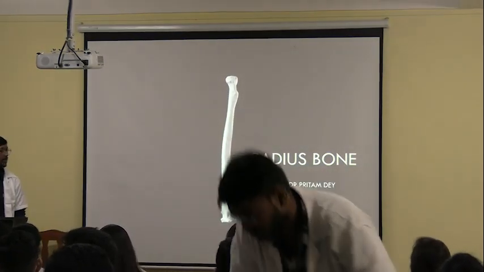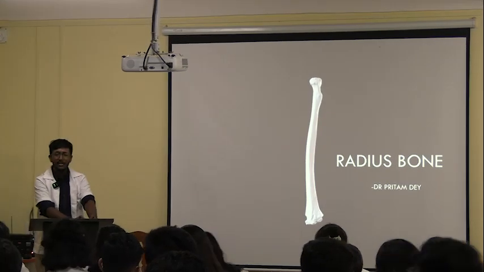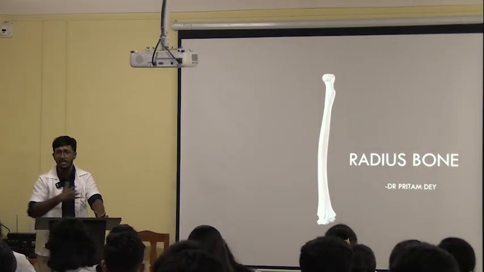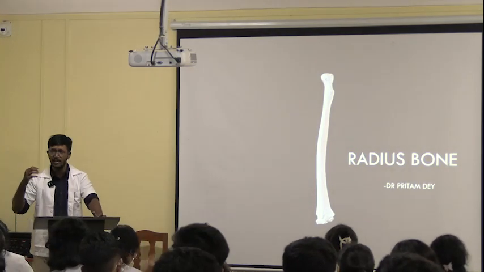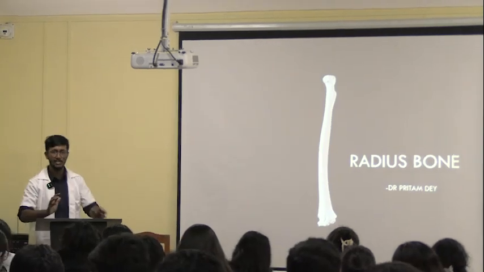So basically today we are going to study the radius bone. Now basically, to describe any bone which comes in pairs, like the ribs, the hip bone, the scapula, clavicle, and the upper limb and lower limb bones, we need to determine the side. This is the basic funda.